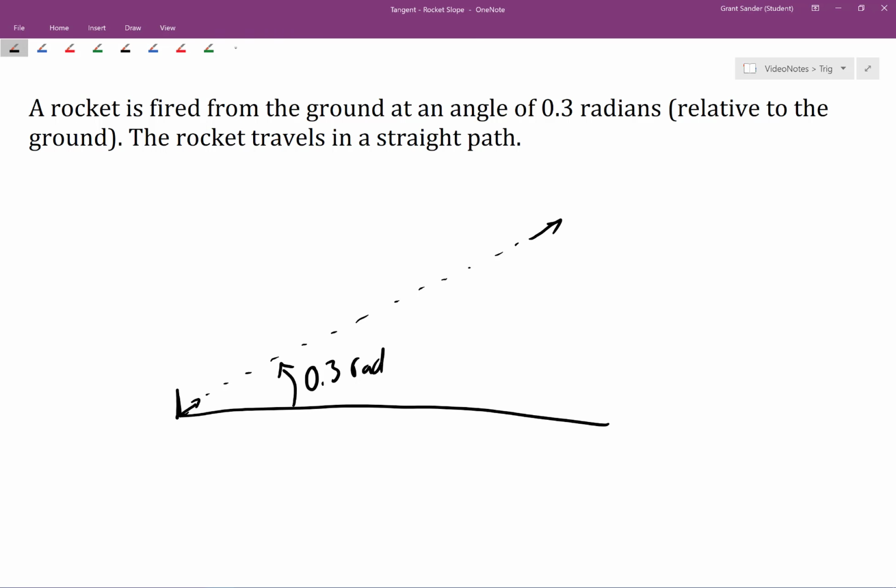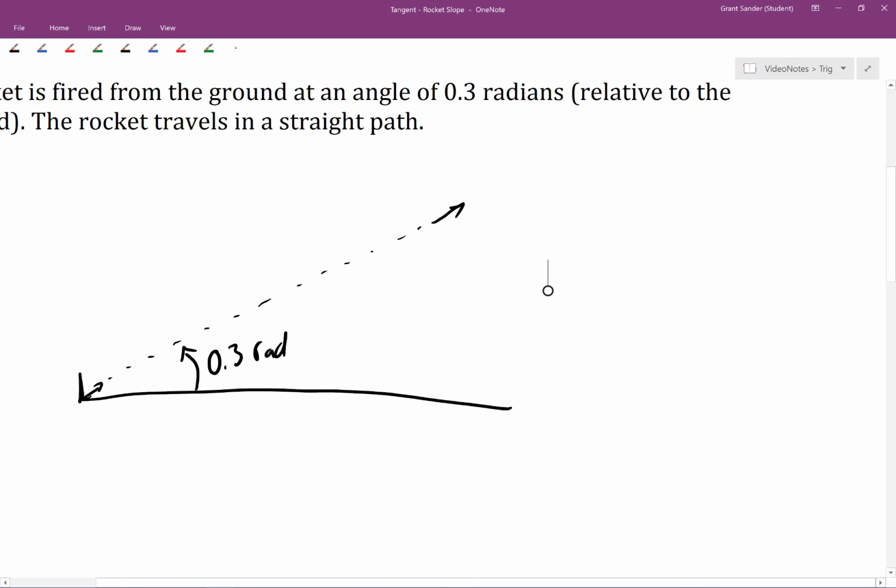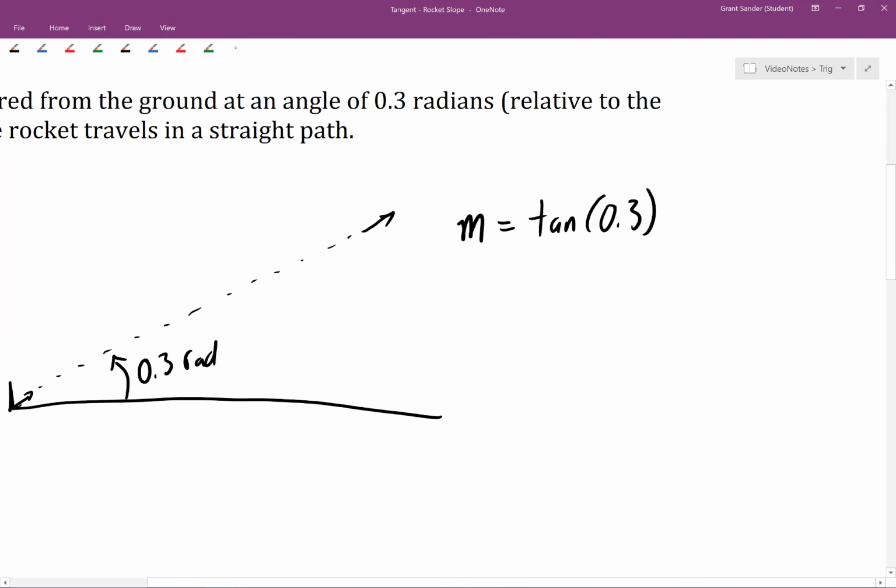So the angle that the rocket's path forms with the ground is 0.3 radians. Since the rocket travels in a straight path, this path that it travels on is a line, and we can actually determine the slope of that line using the tangent function. So the slope, we'll just represent the slope of that path as m. The slope of that path is equal to the tangent of 0.3. So the output of the tangent function will give us the slope of that path. And this value is about 0.31.